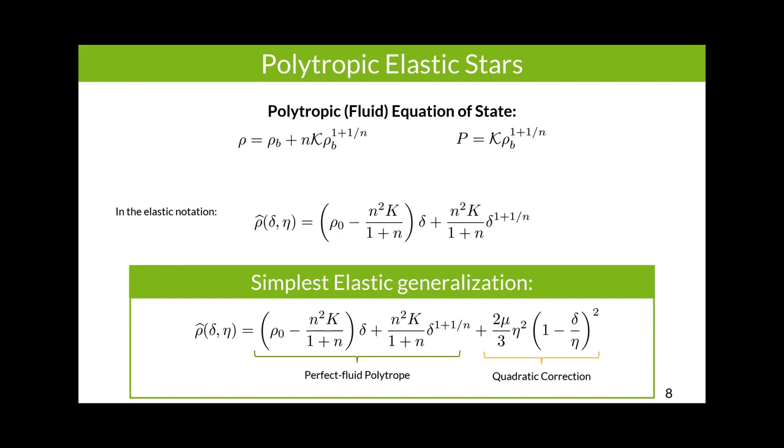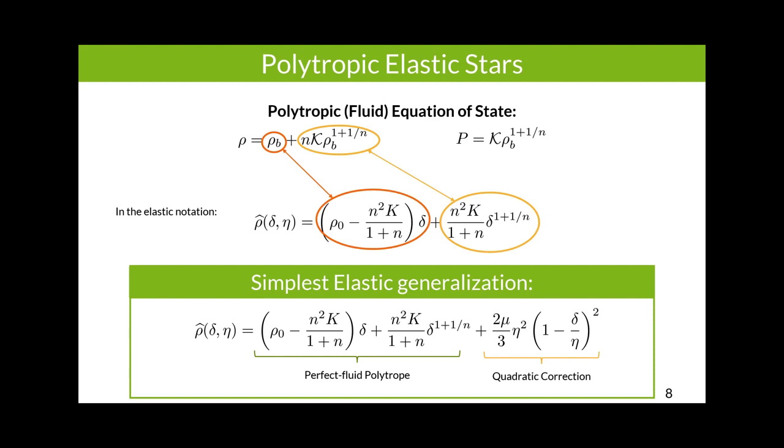And if you want to write this in the elastic notation that I described before, it takes quite a different form, but it will look like this. You can connect this delta with the baryonic density, and you can connect this kappa, not calligraphic, which is actually the bulk modulus of the material, with the polytropic factor kappa that we have here. So you can relate them. But this is a way to write it in terms of this delta and eta.